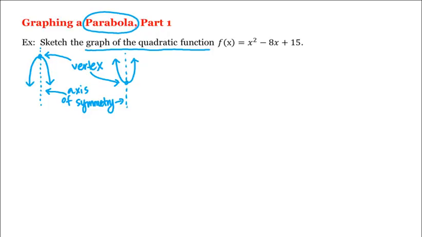Now, in general, we can graph a parabola by plotting its vertex and a few points on either side of it. But how do we find the vertex? Well, we have the following vertex form for the equation of a quadratic function. f of x is equal to a times x minus h squared plus k, where (h, k) is the vertex.